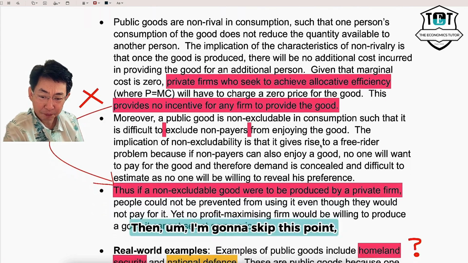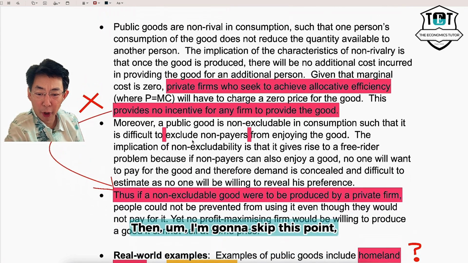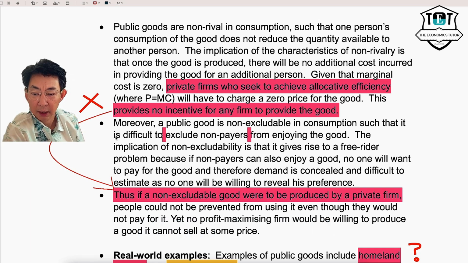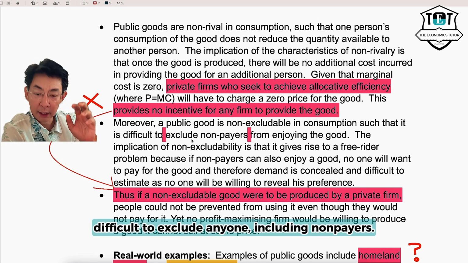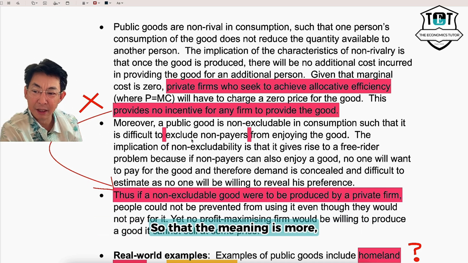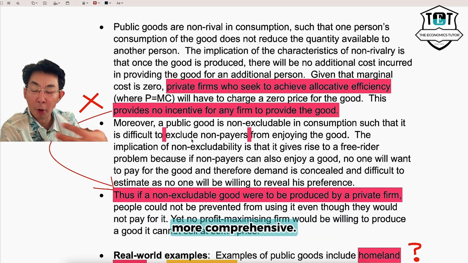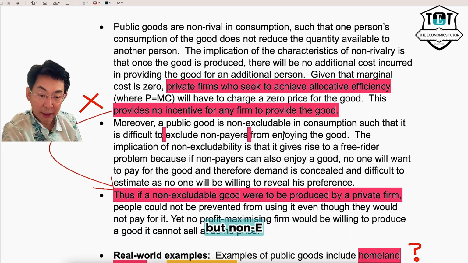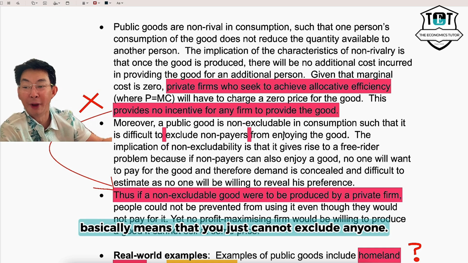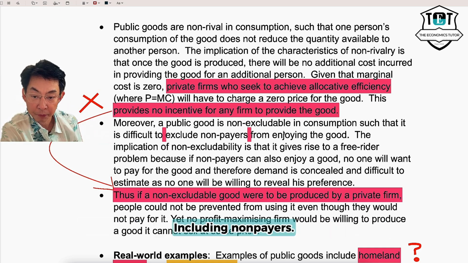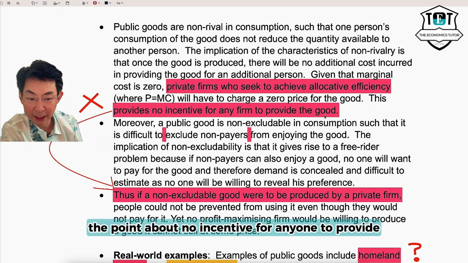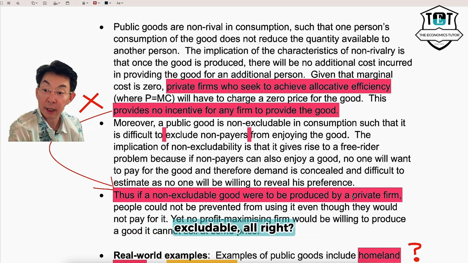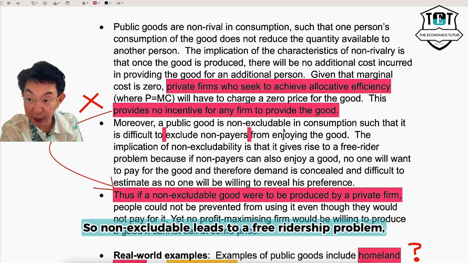Then I'm going to skip this point, or at least just let you know that I prefer to say public good is non-excludable, difficult to exclude anyone, including non-payers. So that the explanation is more complete, more comprehensive. It's not just about excluding non-payers, but non-excludable basically means that you just cannot exclude anyone, including non-payers. And then the point about no incentive for anyone to provide the good should really be part of the explanation of non-excludable. So non-excludable leads to a free ridership problem.